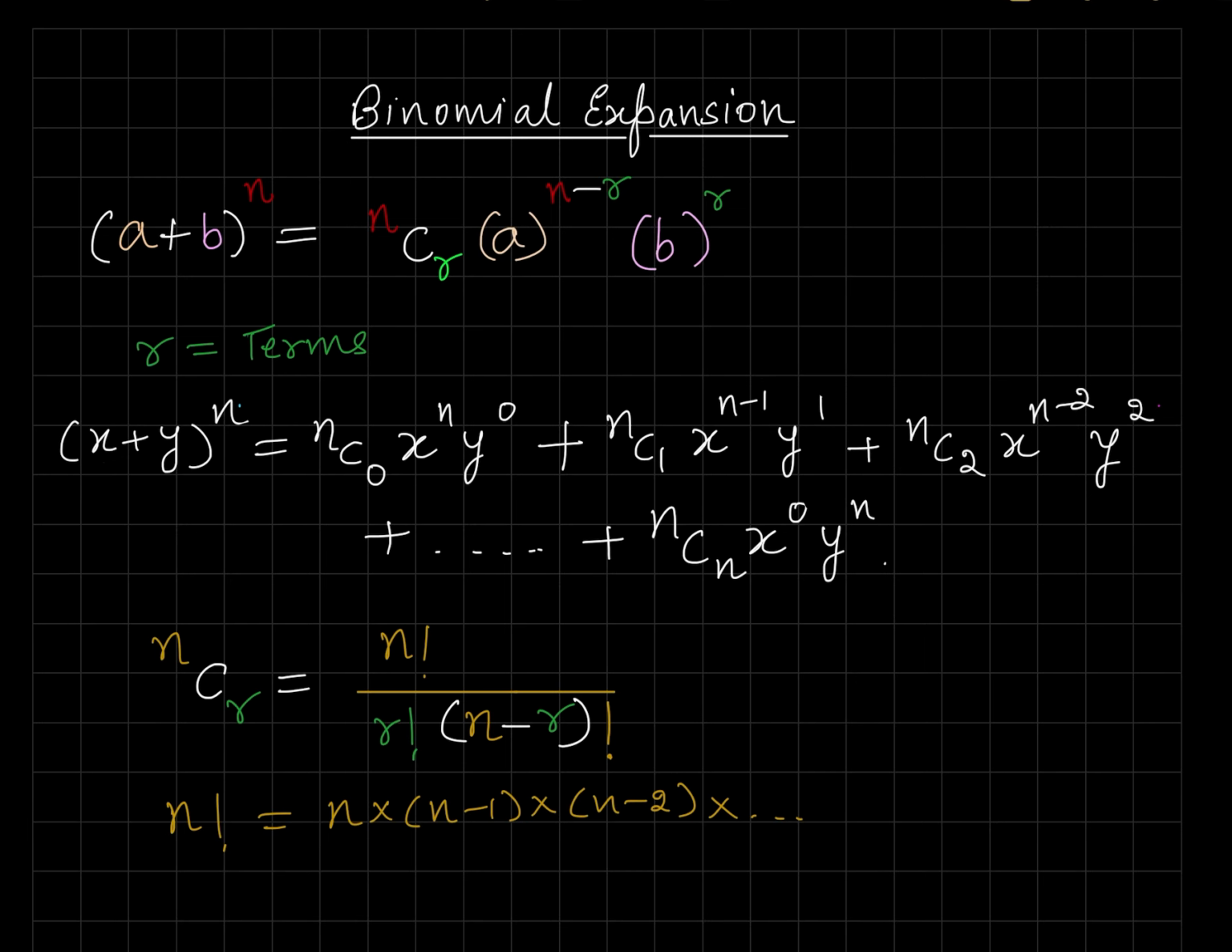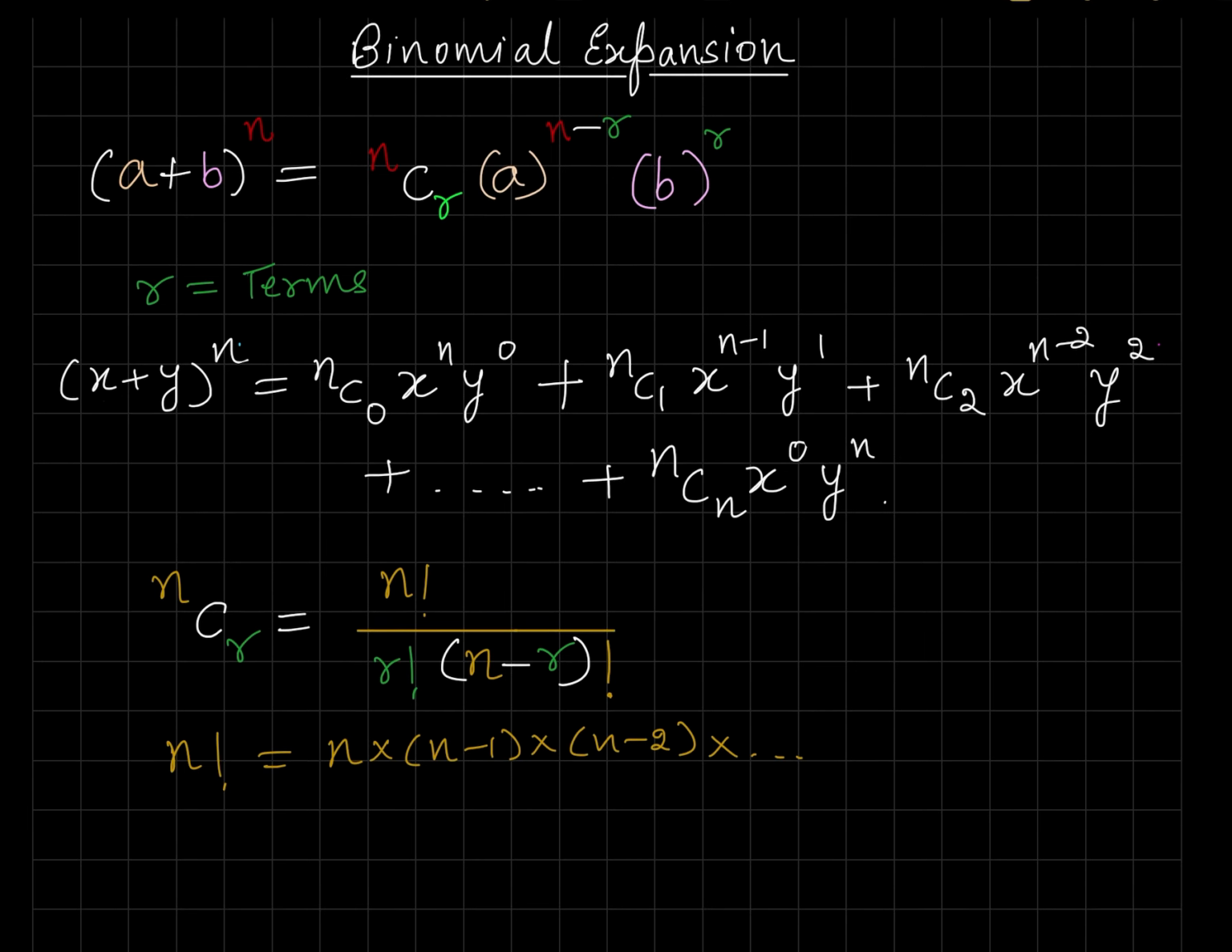You can apply it here as I have written: (x + y)^n is equal to nC0 x^n y^0 plus nC1 x^(n−1) y^1 plus nC2 x^(n−2) y^2 and so on, till the power of x becomes 0 and the power of y becomes equal to n. As we can see, the power of the first term is decreasing and the power of the second term is increasing, till it becomes equal to n.